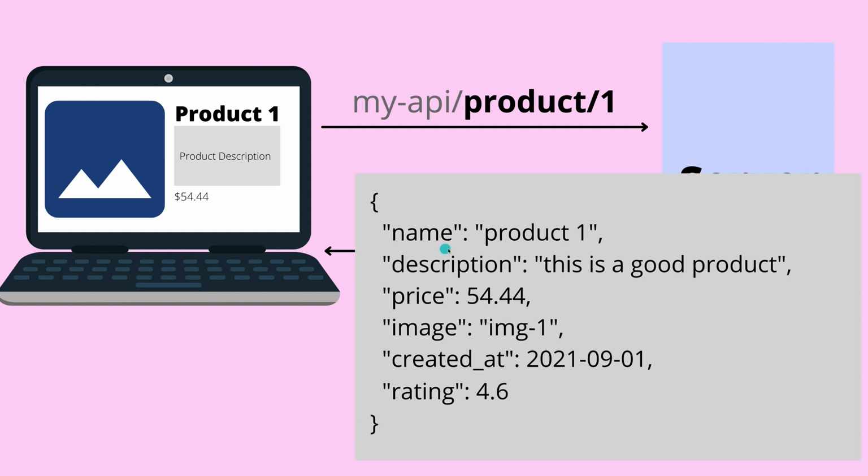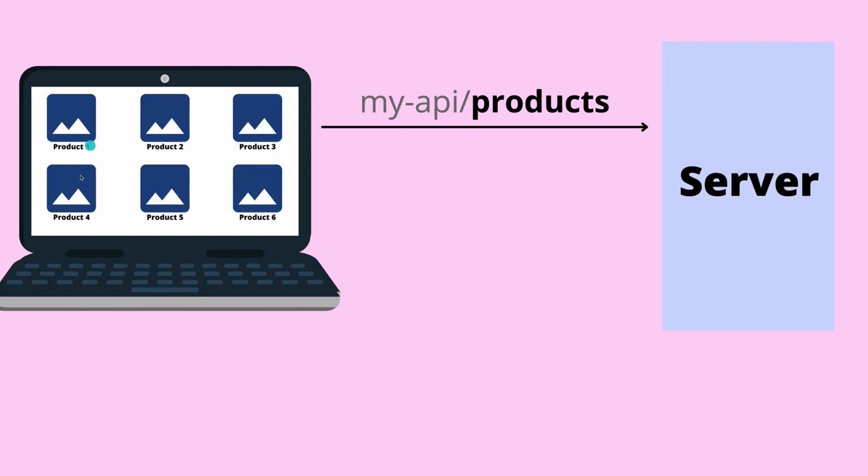So we get an object back, and we have the name, product description, which we need. We also have the price, which we need. And we also have the image, which we need. We also have the created at, when this product was created. Okay, doesn't seem like we need that here, but we got it. We also have the rating. It also doesn't seem like we need it here, but we got it. But it doesn't seem that bad. Most of the data is what we are using. So this seems okay.